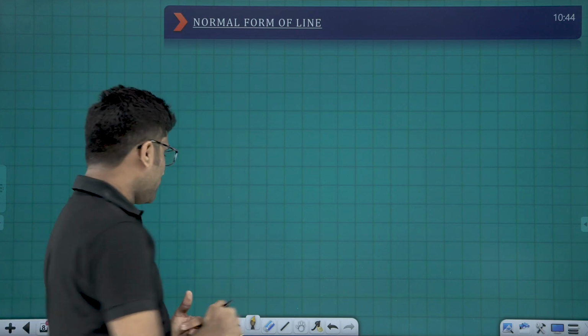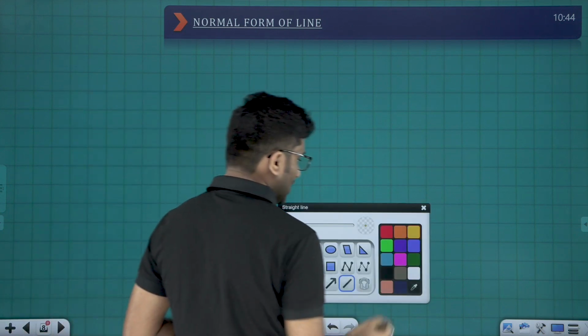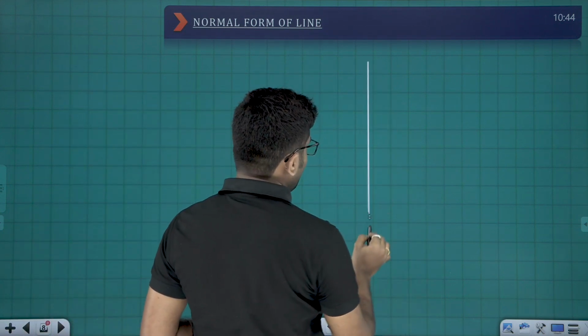Next, normal form of a line. This is one unique form, friends. This is one unique form of a line. In this, generally, do understand.